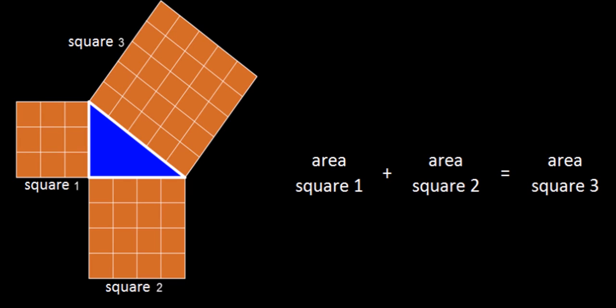Here we have a right triangle whose sides measure 3, 4 and 5 units. If squares are made on each of those three sides, the area of the square 1, plus the area of the square 2, will be equal to the area of the square 3. Indeed, if we sum the area of the square 1, 9 units, and the area of the square 2, 16 units, we get the area of the square 3, 25 units.